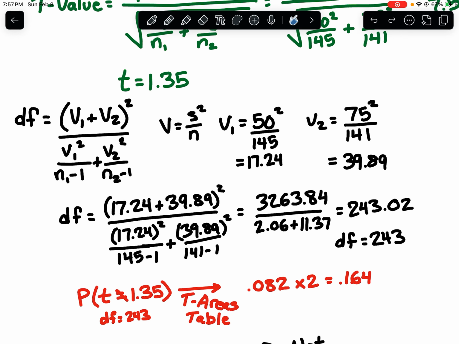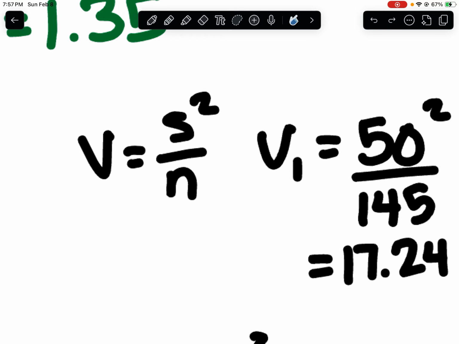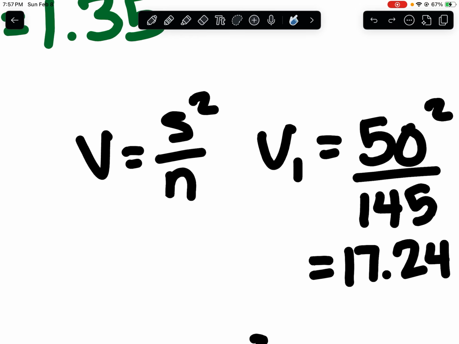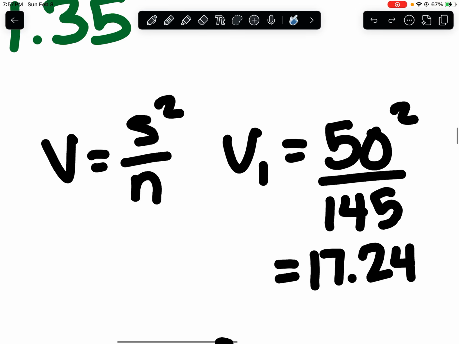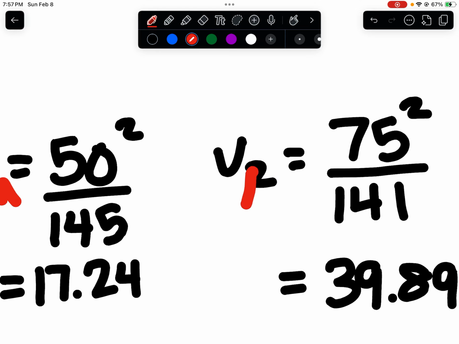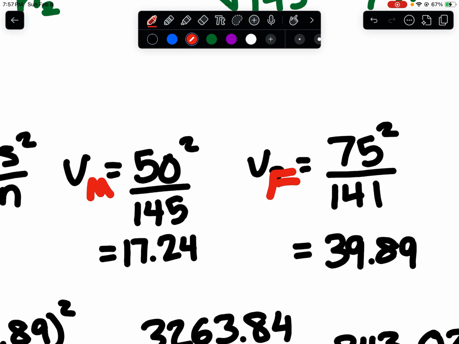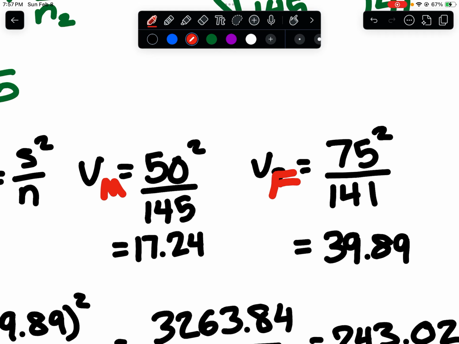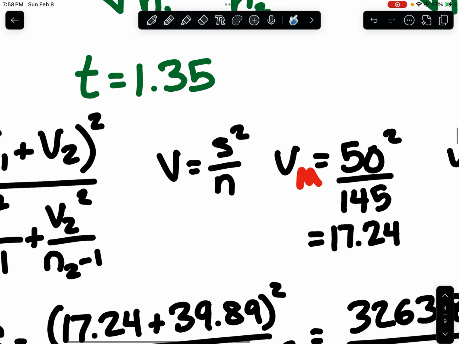Our formulas seemingly switch between sample and population notations, and I will admit that's a little confusing at times. But our v's come from taking our standard deviation squared divided by our sample size for each one. So this first fraction here is going to be my v for the male data, and this will be my v for the female data. So that 50 squared over 145 gets me 17.24. And then the 75 squared over 141 for the female gives me 39.89.